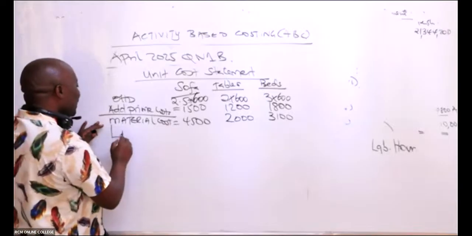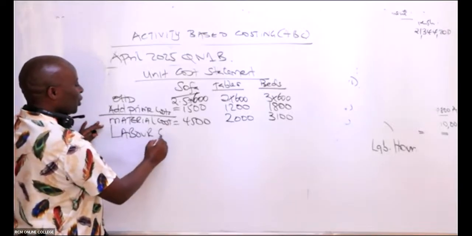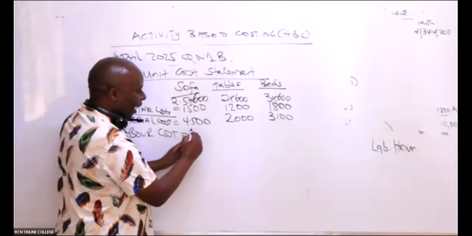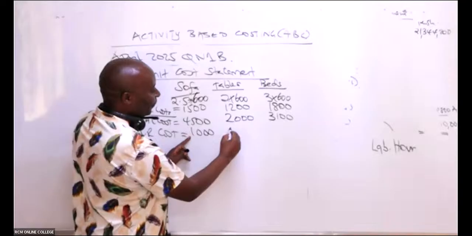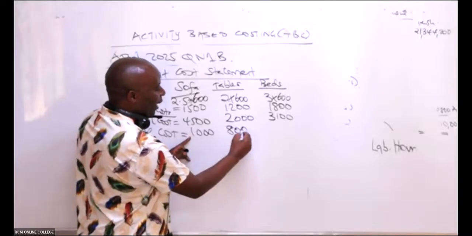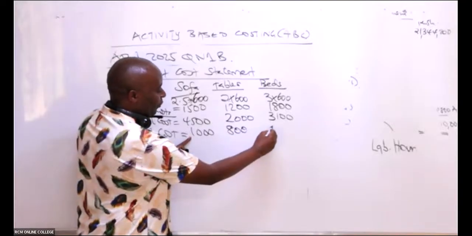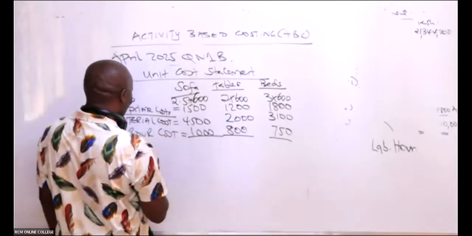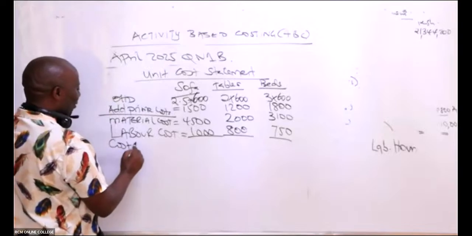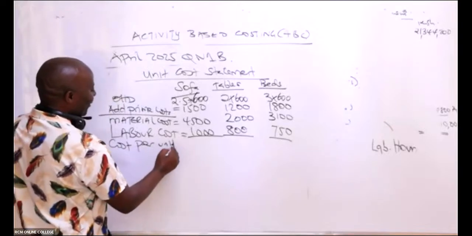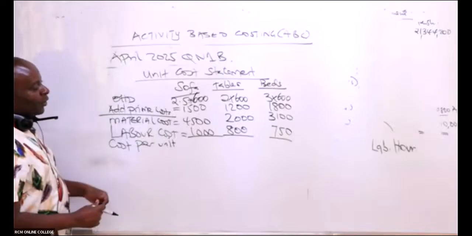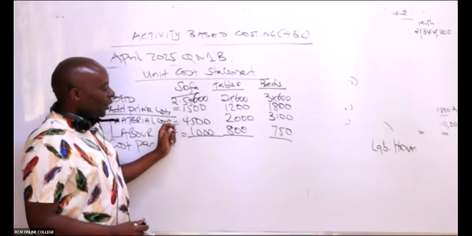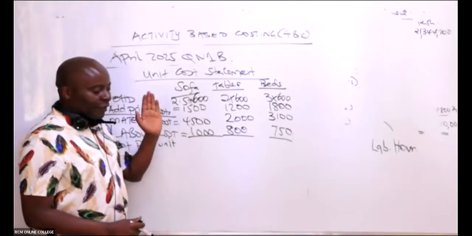Labor cost in shillings. 1,000 here. How about here? 800. How about this one? 150. 750, like that. That is the total cost. This will be the cost per unit. So then I will take the overhead plus the primary costs. So it's 1,500 plus 4,500 plus 1,000.